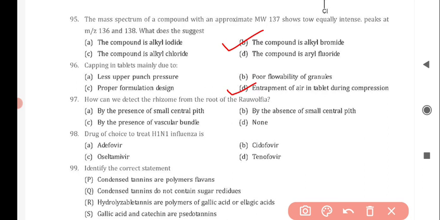Next question is, how can we distinguish the rhizome from the root of Rauwolfia? And the correct answer is option A, by the presence of small central pit. Next question is, drug of choice to treat H1N1 influenza is, and the correct answer is option C, oseltamivir.